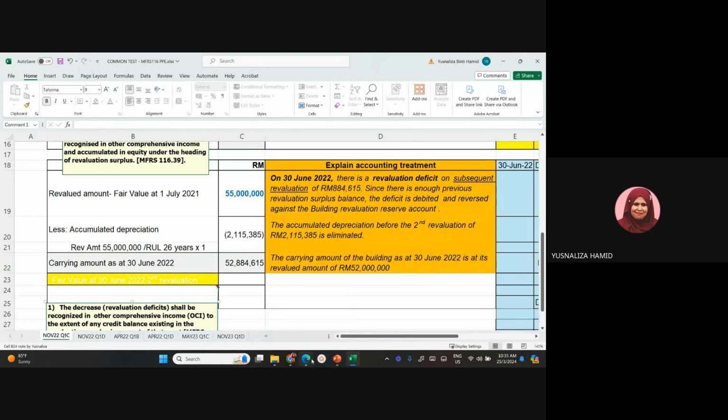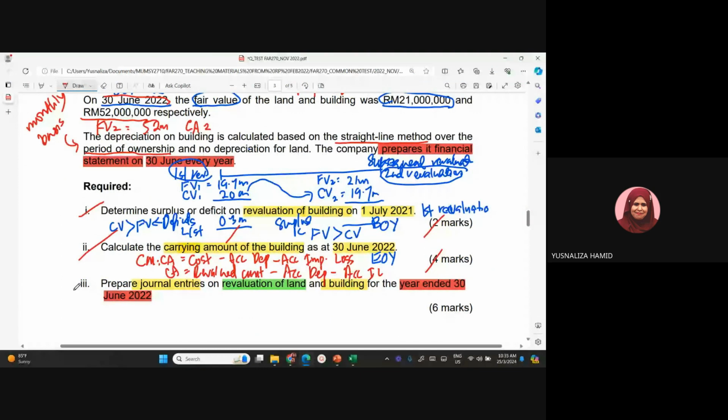as required by requirement C. This one, requirement number 3. Prepare journal entries for both revaluation of land and revaluation of building for the year ended 30th of June 2022. So meaning that you need to do journal entry, everything, starting from 1st of July 2021 up until 30th of June 2022. So this one we have done earlier just now, right? And now we are going to do all the journal entry that happened after 1st of July up until 30th of June 2022 relating to revaluation of land.